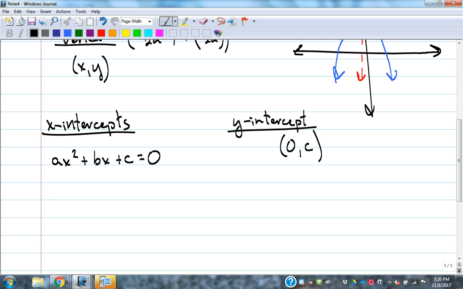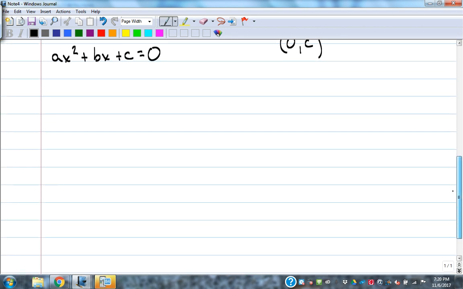Okay. All right. Now, let's look at an example, or 3 or 4 examples of this, and get the idea. So the first example, f of x equals x squared plus 6x plus 8. Okay.